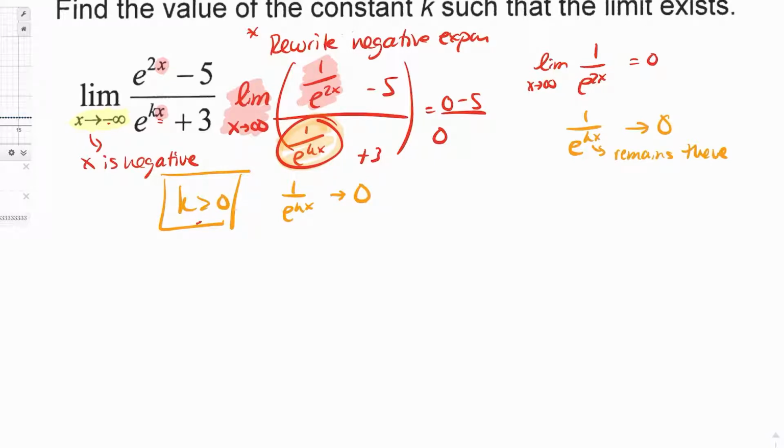If it helps to have something tangible, think of something like 1 over e to the 3x, or 1 over e to the 10x, or 1 over e to the 1000x. As long as k is a positive number, that exponent on e is just going to stay there and get huge. So it'll also tend to 0 plus 3. So we have one instance where we know the limit exists. But let's think about some other cases though.